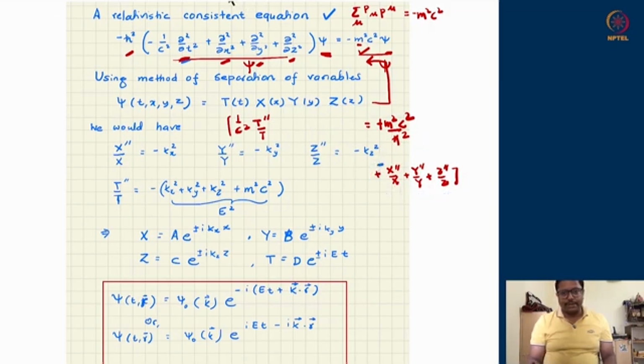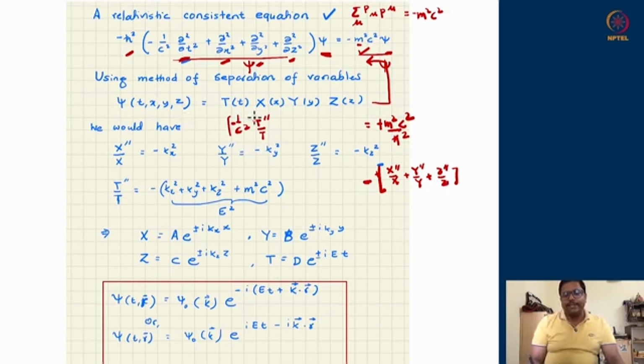That means I will get 1 upon c square. Actually it should have been minus 1 upon c square because the time derivative comes with a minus sign. Minus 1 upon c square t double primed upon t should be equal to plus m square c square upon h square minus the double derivatives of x divided by x, double derivative of y divided by y, and double derivative of z divided by z. So I would have this kind of structure.